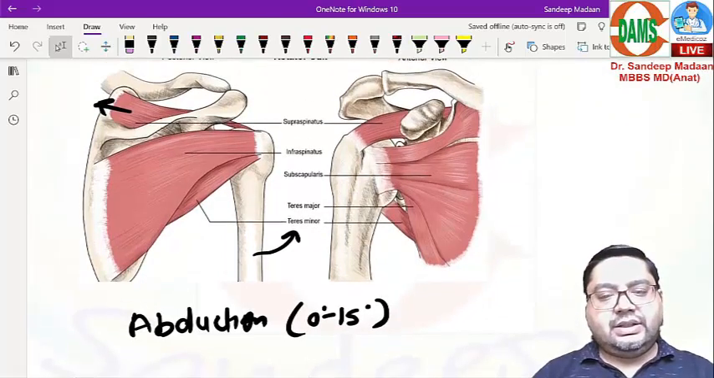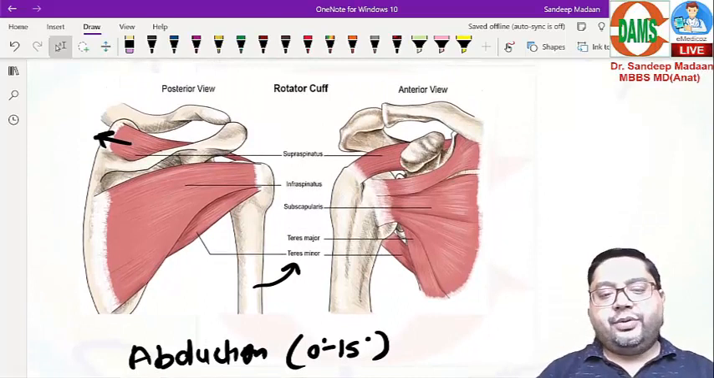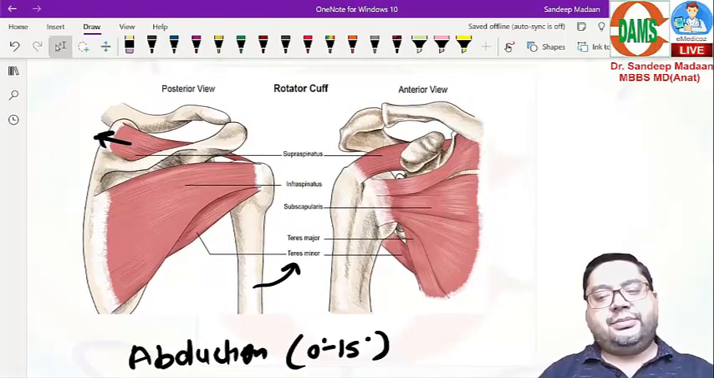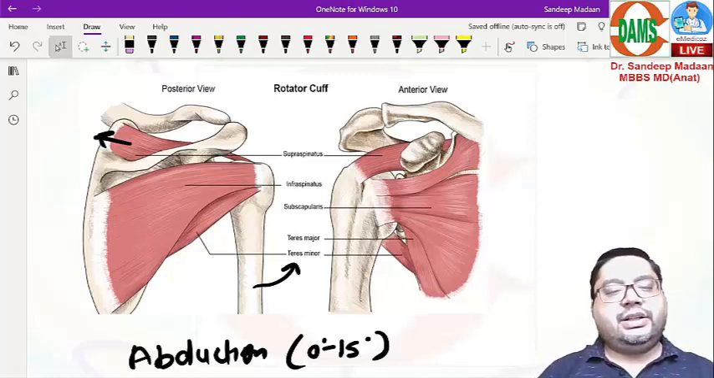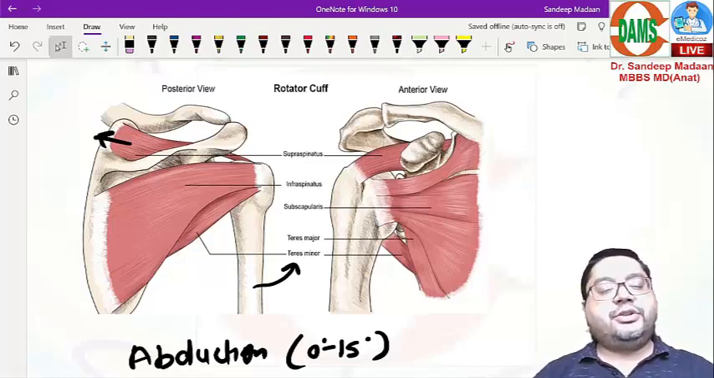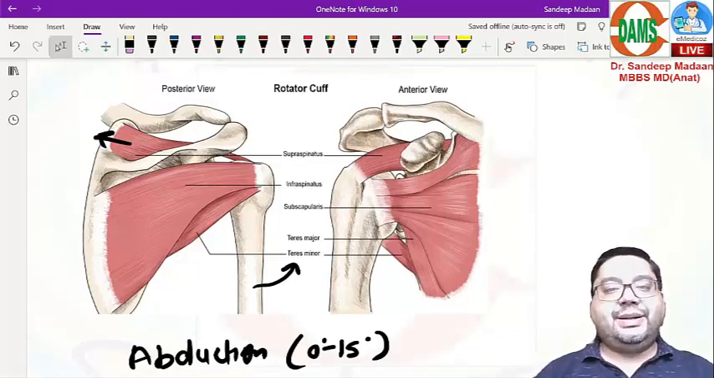So this is the overall actions of the muscles in the rotator cuff group, and this is what we have learned, that in this particular question, because the supraspinatus was a marked muscle, that's why the answer should be abduction. Okay, now let us move on to the next question.